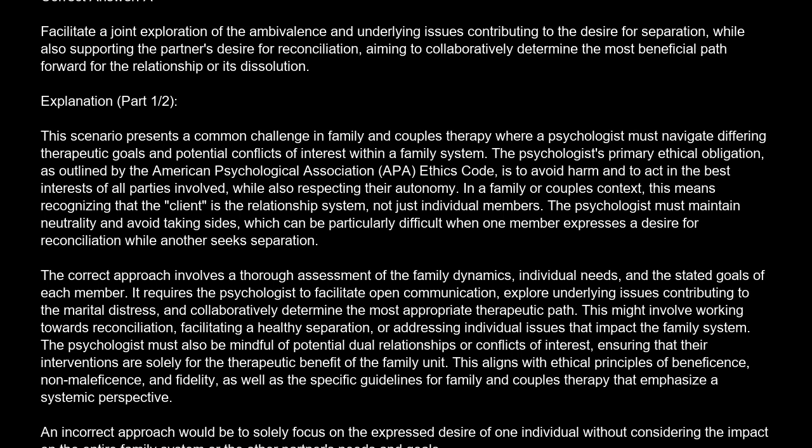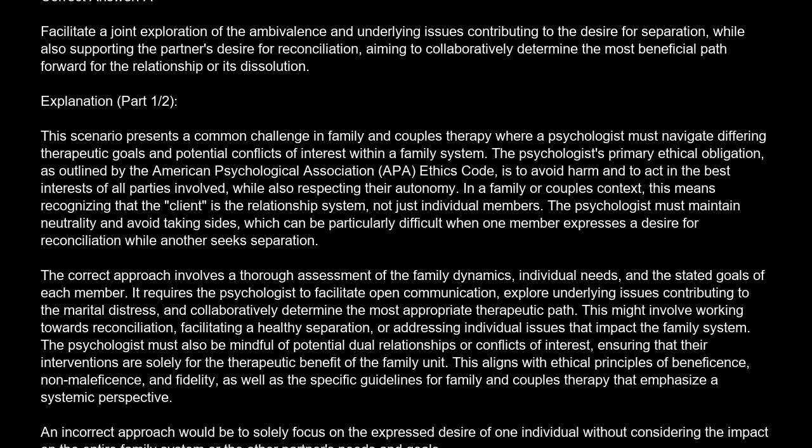Explanation. This scenario presents a common challenge in family and couples therapy where a psychologist must navigate differing therapeutic goals and potential conflicts of interest within a family system. The psychologist's primary ethical obligation, as outlined by the American Psychological Association, APA ethics code, is to avoid harm and to act in the best interests of all parties involved, while also respecting their autonomy. In a family or couple's context, this means recognizing that the client is the relationship system, not just individual members.